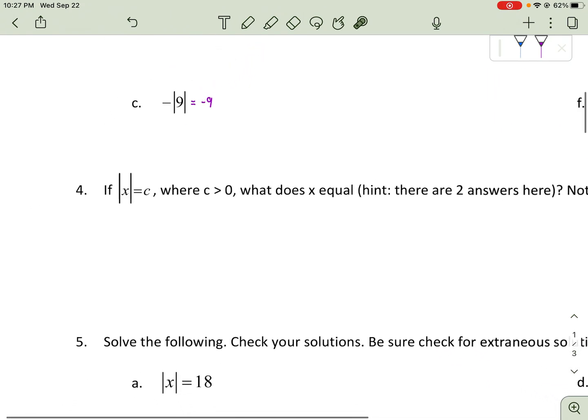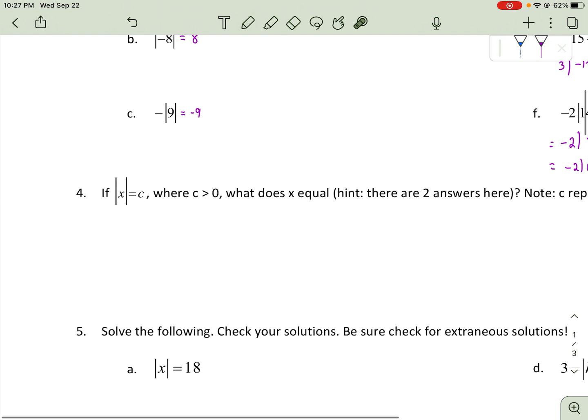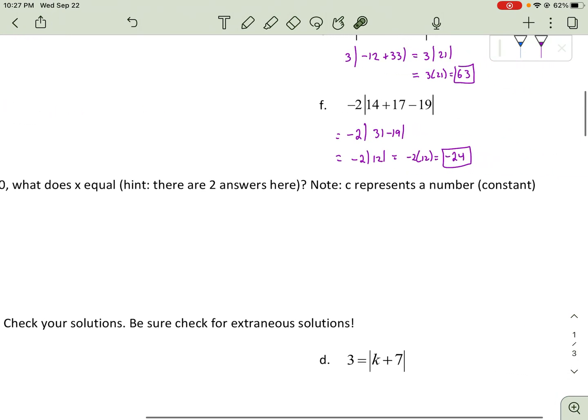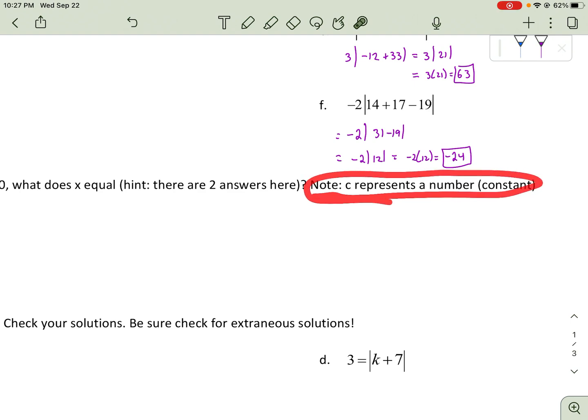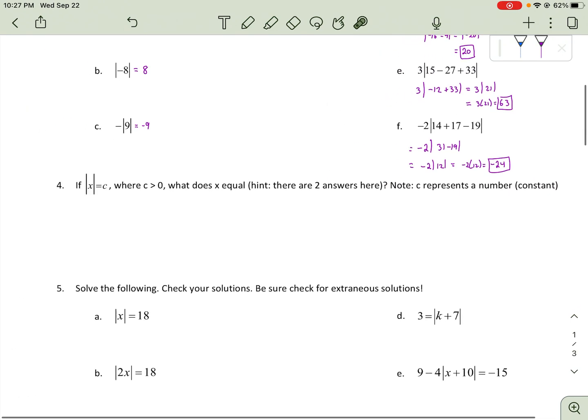So this says if absolute value of x equals c, and as long as c is a positive number, which is what this means, greater than 0, what does x equal? Hint, there are 2 answers here. Maybe if you have never seen this notation, c just represents some number, any number, as long as it's a positive number.